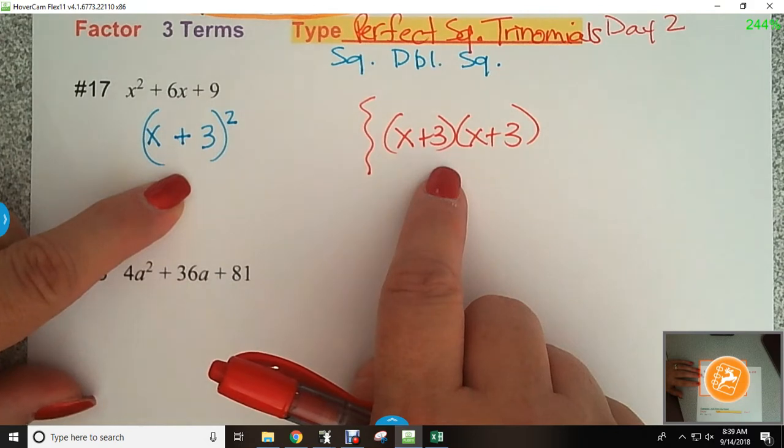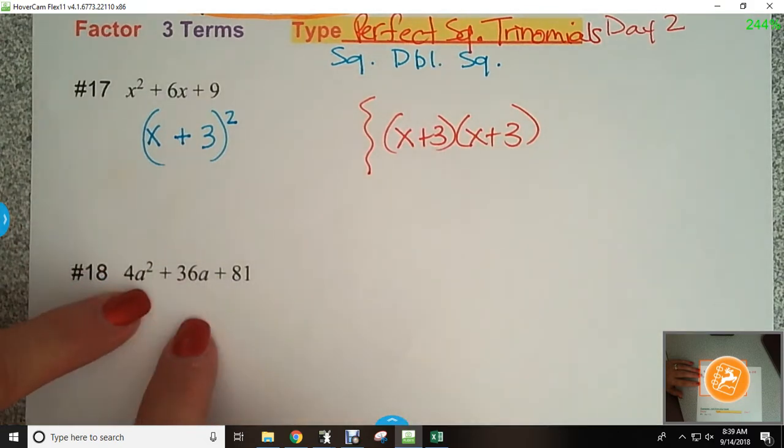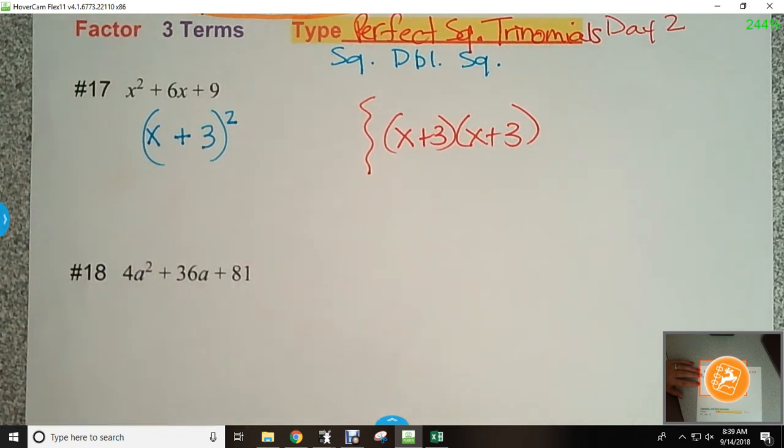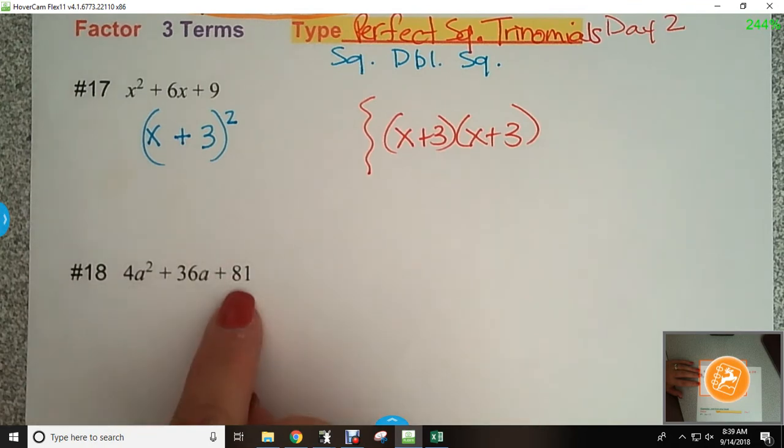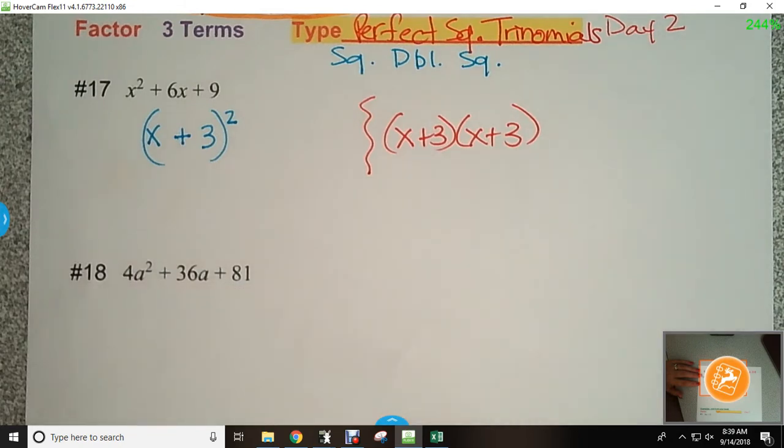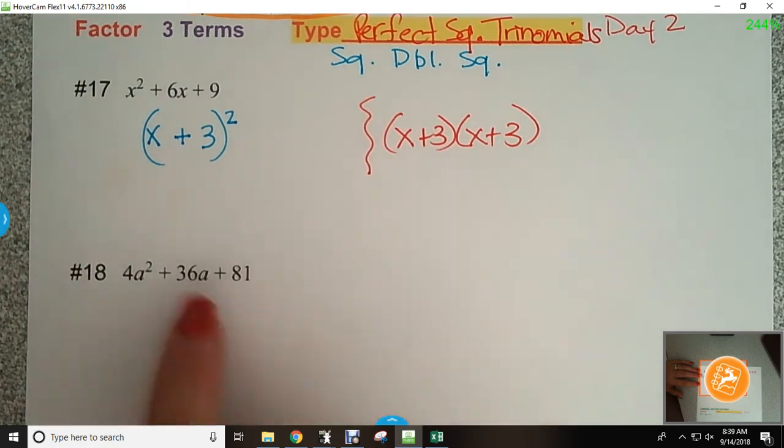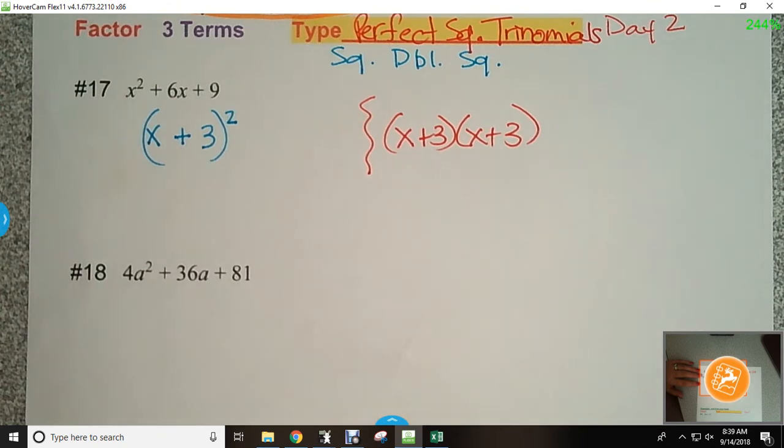So now, when we take a look at this one, this is where bottoms up could get long and you could end up with some really, really big numbers. If you multiply 4 times 81, that's a big number. I think 324 if I've done that correctly in my head. I don't want to have to try to break 324 down into numbers that will multiply to be that and add to be 36. So I'm going to check and see if this is a square double square.